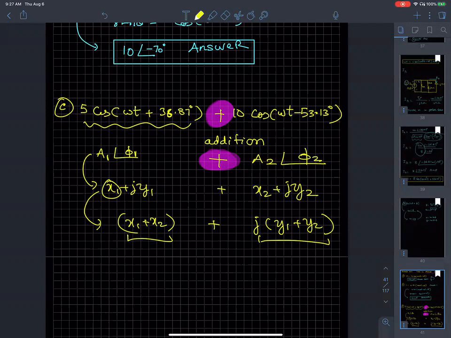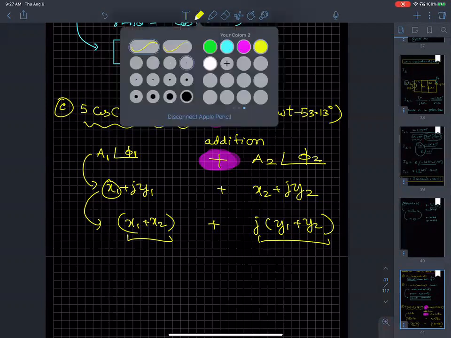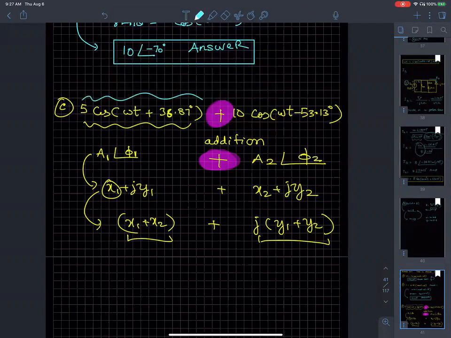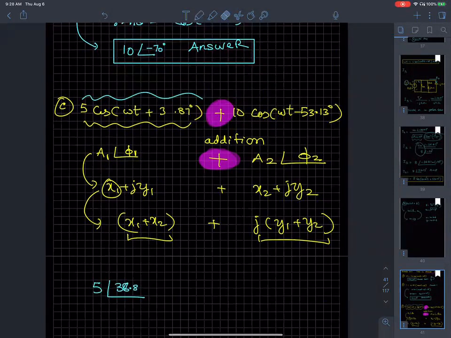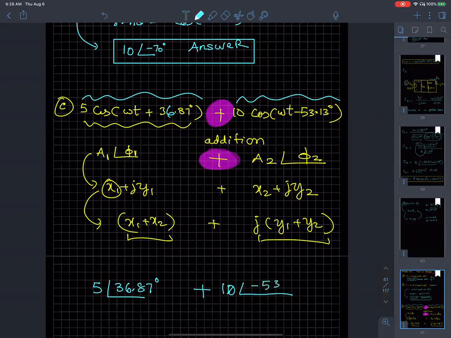Let's see if we can convert the one on the left, 5. What's the polar equivalent of this guy? 5 angle 36.87 degrees. I should have written it clearly. And what's the polar equivalent of this guy? 10 angle negative 53.13 degrees. Thank you. So this is the phasor equivalent.